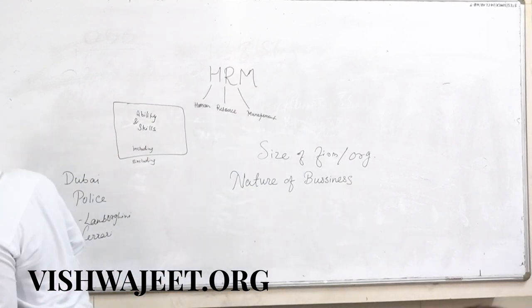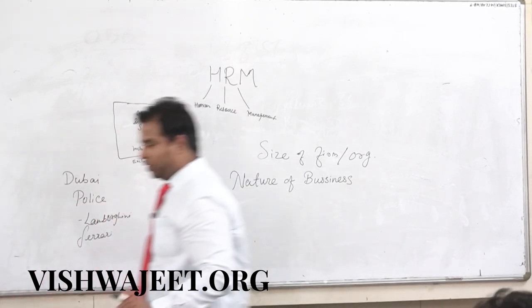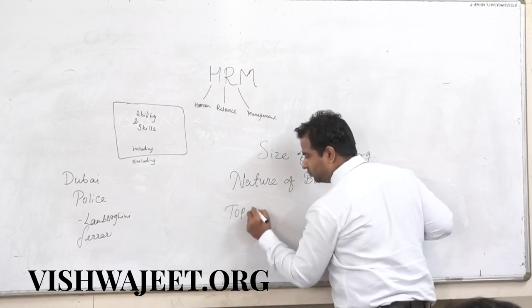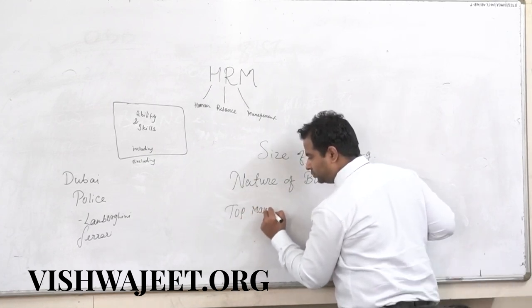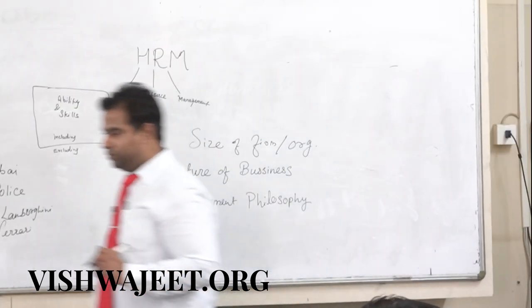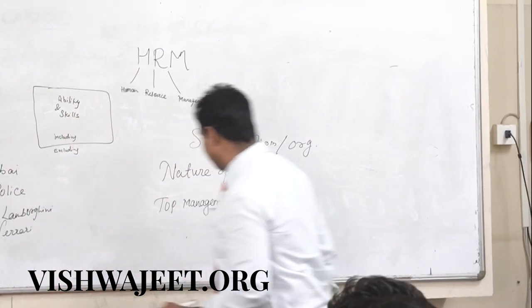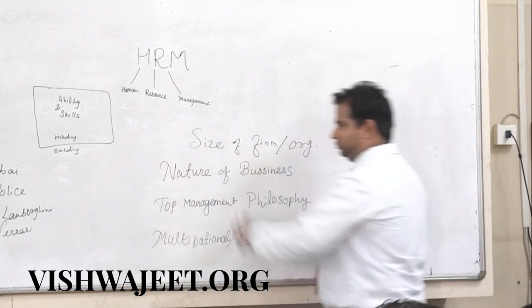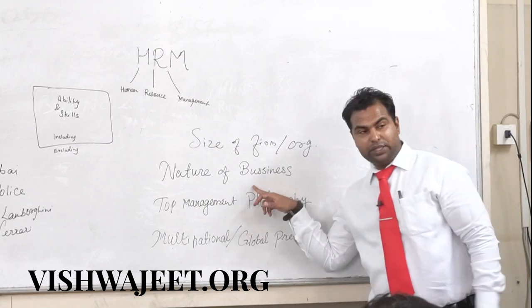Then what we have? Senior management, top level management philosophy. And what else we have? Multinational and global presence. So what we have over here? Size of firm or organization, nature of business.